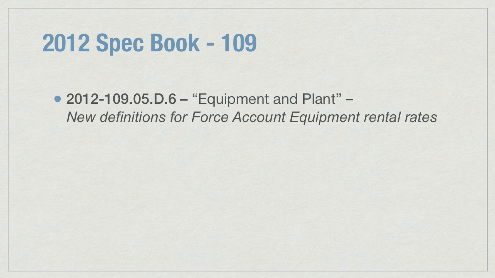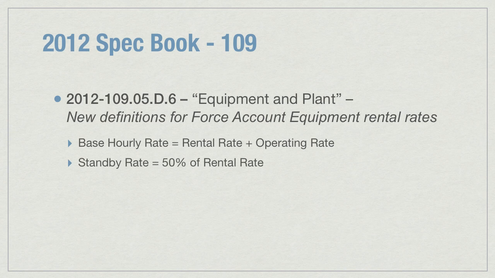Subsection 10905D6, Equipment and Plant, gives new definitions for force account equipment rental rates. We are now defining the base hourly rate of a piece of equipment as equal to the rental rate plus the operating rate, and all three are defined in the standard specifications. The standby rate for equipment is equal to 50% of the rental rate. In no case shall payment for equipment rental exceed the cost of the equipment.